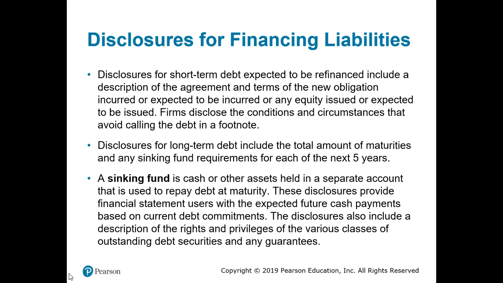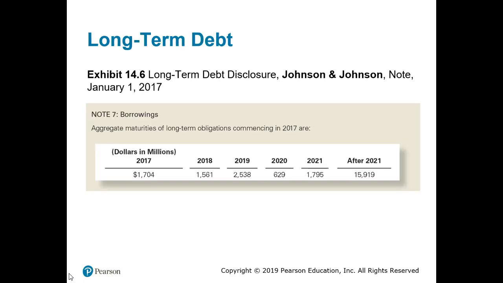These disclosures provide financial statement users with the expected future cash payments based on current debt commitments. The disclosures also include a description of the rights and privileges of various classes of outstanding debt securities and any guarantees. Let's take a look at Johnson & Johnson long-term debt disclosures. Notice they have the total amount of debt in 2017 for each of those 5 years, and then the lump sum that's the amount after 2021.